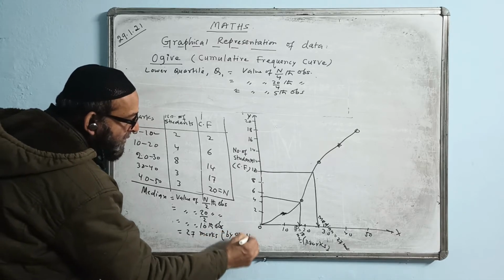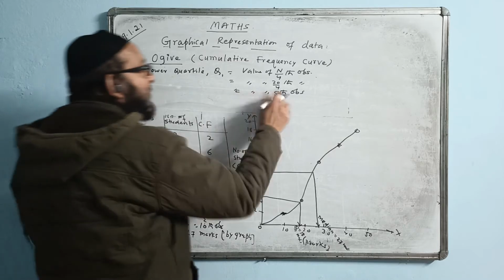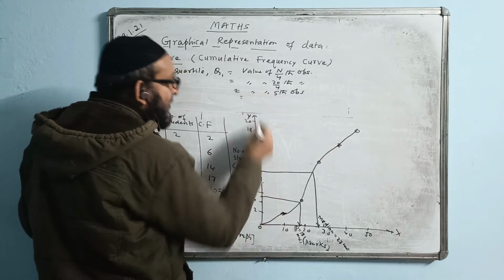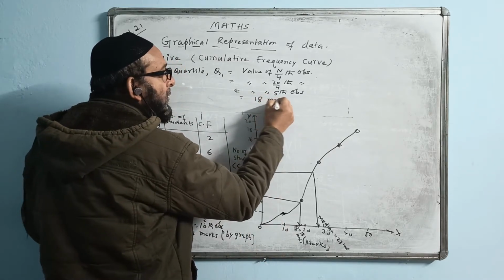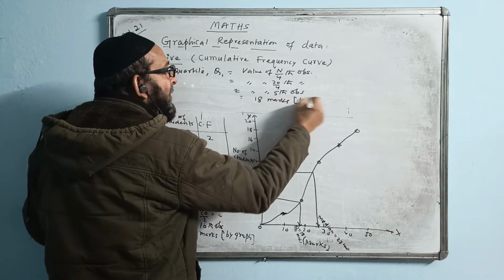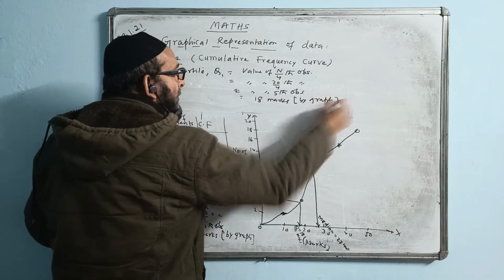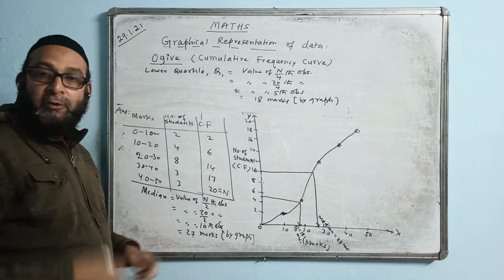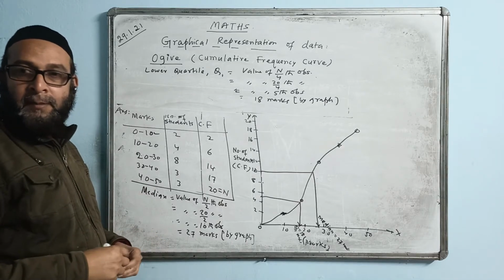From the graph we are getting this answer. Same way, the fifth observation answer comes, suppose 18, so I write 18 marks. And here write by graph. This also you have to write, and in the graph paper also you mention that.